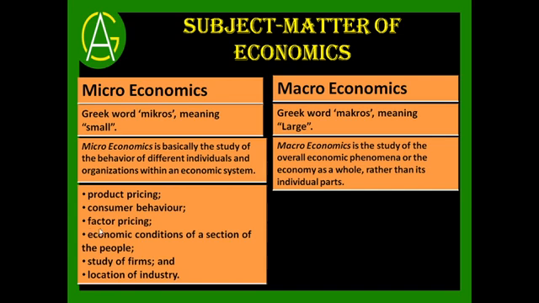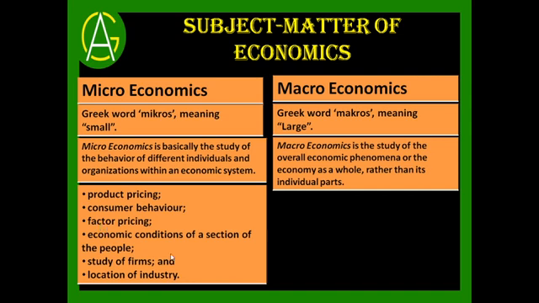Factor pricing, factor prices, here we mean factors of production. So the prices of factors of production, so for example, land, the price of land is rent. In the same way, labor, price of labor is wages, price of capital is interest, and price of entrepreneur is profit. So the prices of these factors of production is also under microeconomics.